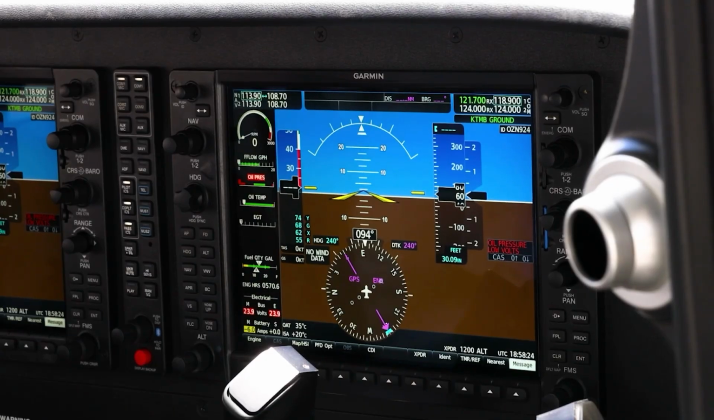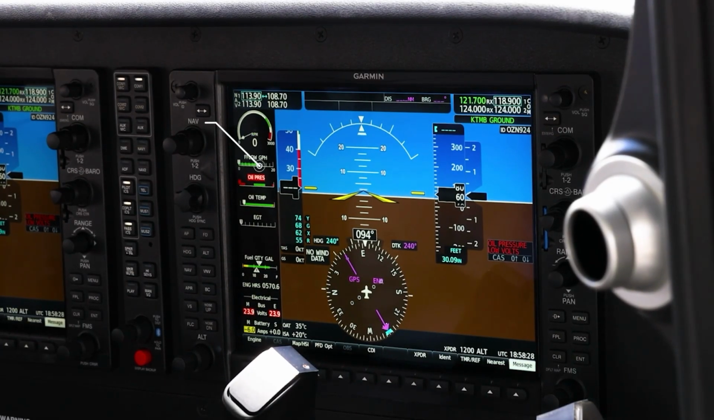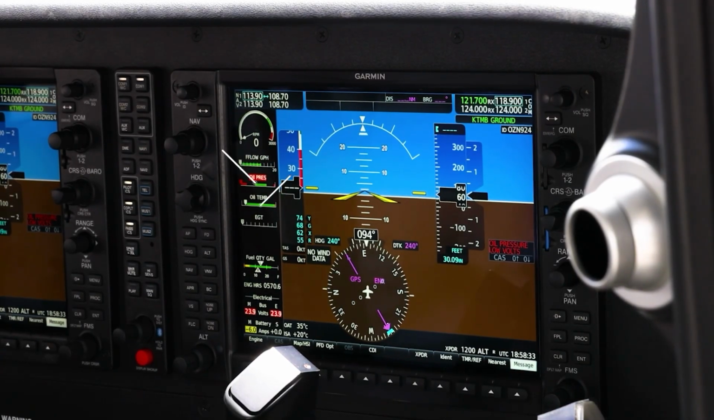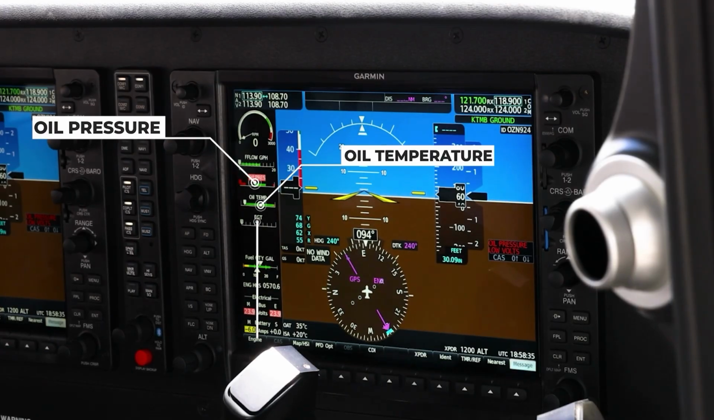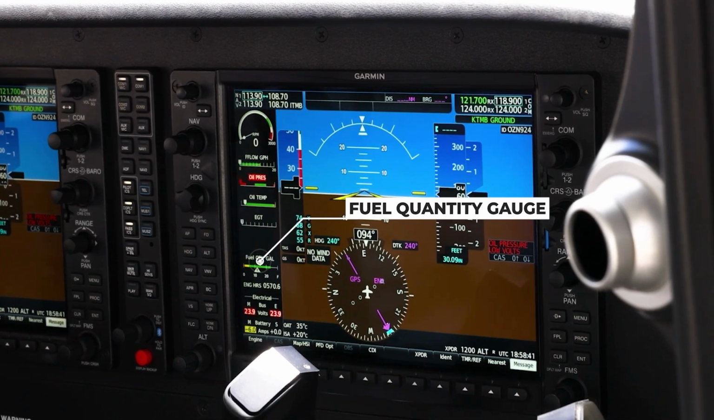So starting off on the left side here, we have our RPM gauge to the very top, fuel flow in gallons per hour, and a little bit of the engine gauges, the oil pressure, the oil temperature, and we have the EGT, which is the exhaust gas temperature. At the bottom of that, we have our fuel quantity gauges, which is pretty self-explanatory.